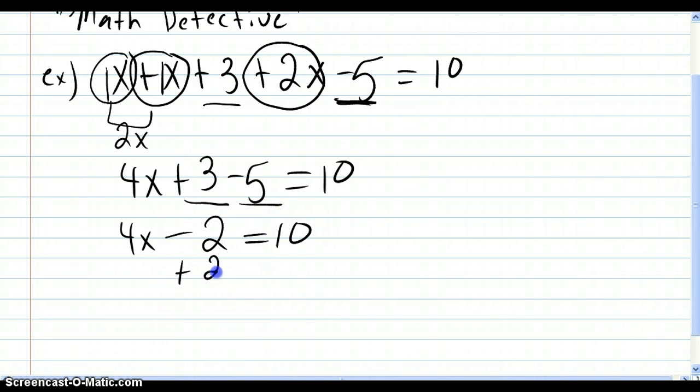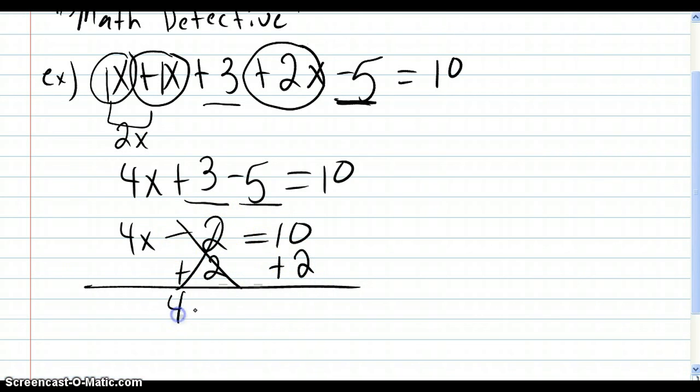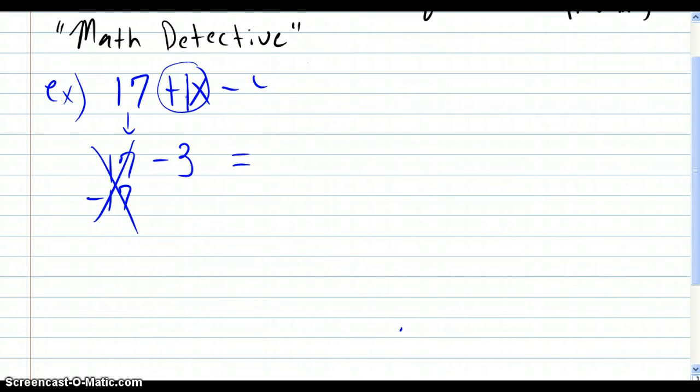Then we put plus 2 to get rid of it. So you can get x all by itself. Negative 2 plus 2 goes to 0. 4x equals 10 plus 2 is 12. Divide by 4 to get the big 1 there. Divide by 4. 12 divided by 4. x equals 3. Alrighty, one more example.